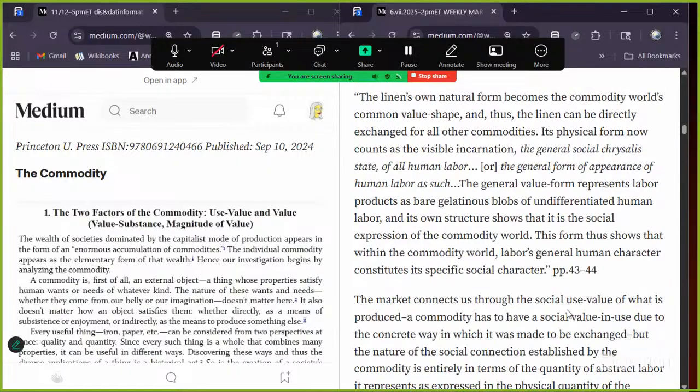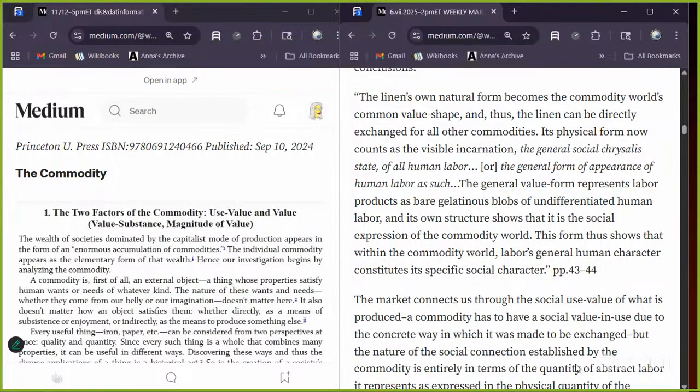The linen's own natural form becomes the commodity world's common value shape, and thus the linen can be directly exchanged for all other commodities. Its physical form now counts as the visible incarnation, that is, the general social chrysalis shape of all human labor, or the general form of appearance of human labor as such. Note this is general in terms of generalization, and much like he was talking about general intellect.